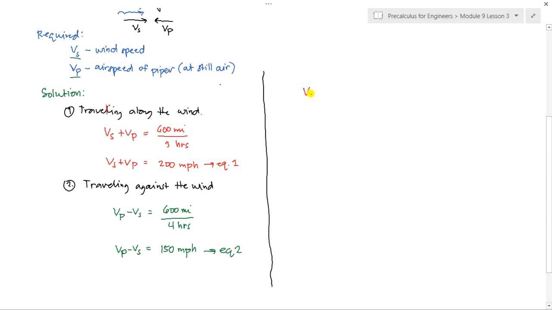So we will isolate the two equations. So we have first equation, vs plus vp is equal to 200. Second is vp minus vs is equal to 150. So maybe let's arrange it. So we have vp plus vs is equal to 200. This one is vp minus vs is equal to 150.